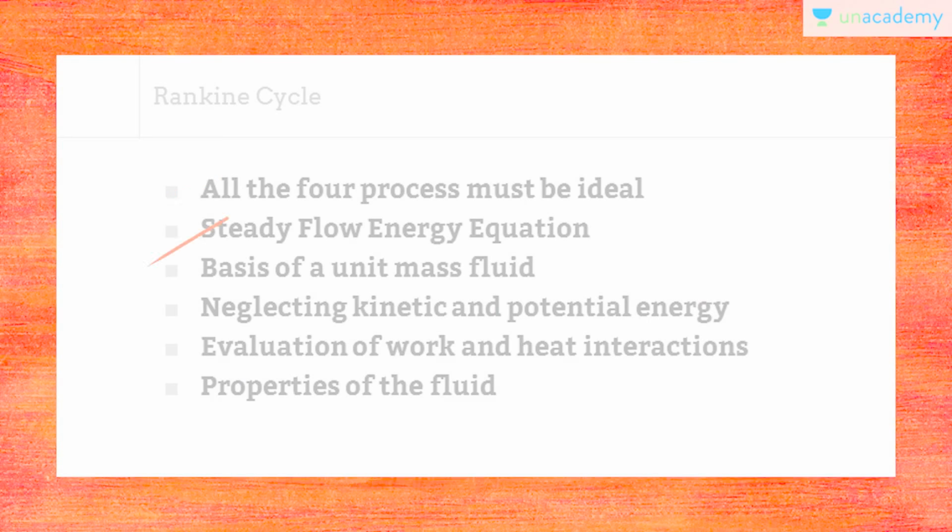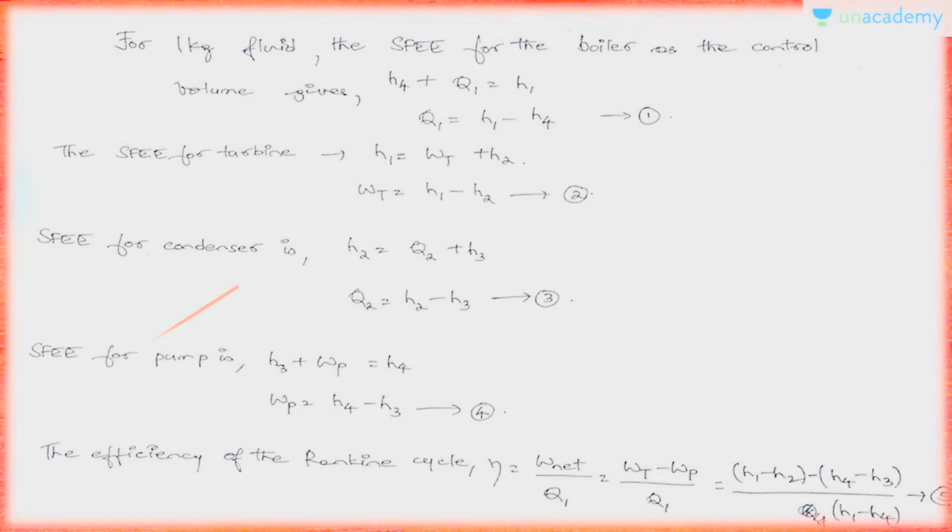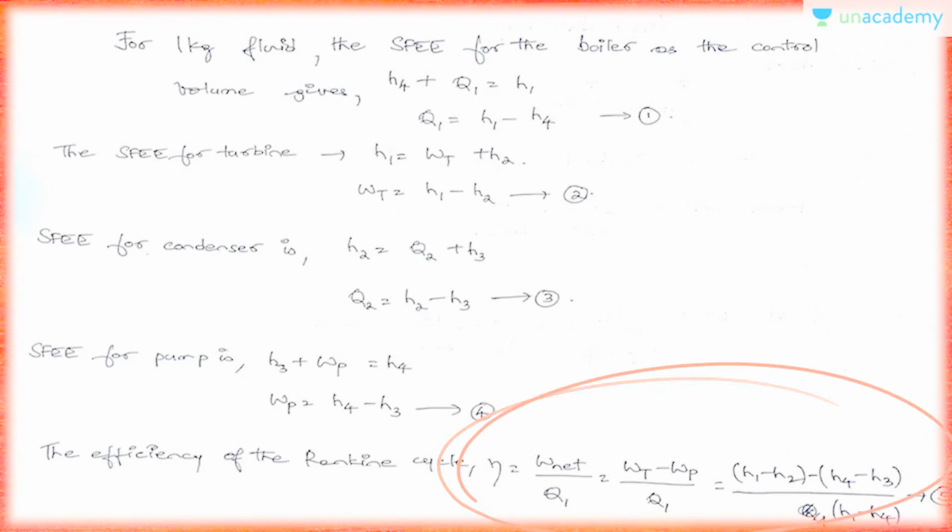This is also a reversible cycle, and you can see it can be plotted on PV or TS or HS coordinates diagram, which I will be showing in the further slides. And when we apply the SFE equation, that is the steady flow energy equation, to each of the processes on the basis of a unit mass of fluid and neglecting changes in the kinetic and potential energy, the work and the heat interactions can be evaluated in terms of properties of the fluid. So you can see here I have derived the formula. Applying the SFE equation for the turbine, the condenser and the pump, we get the Rankine cycle efficiency as follows: the turbine work minus pump work, divided by the heat added.